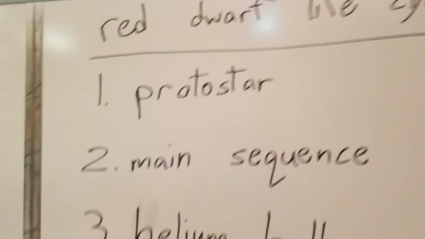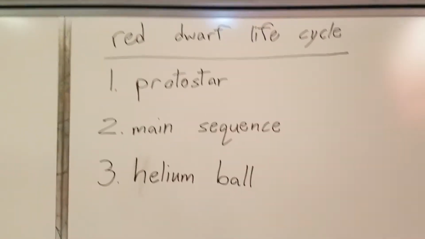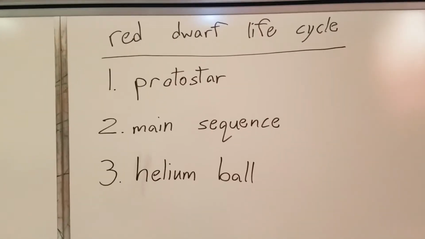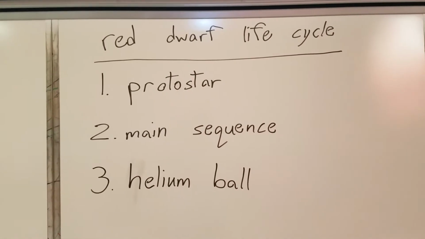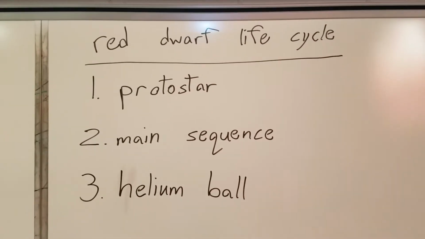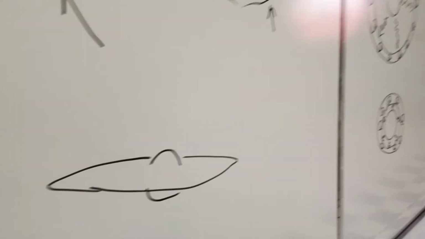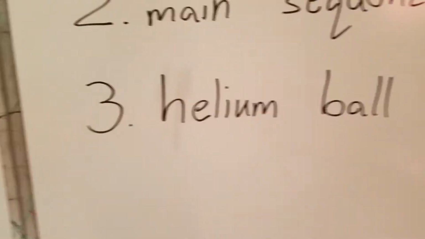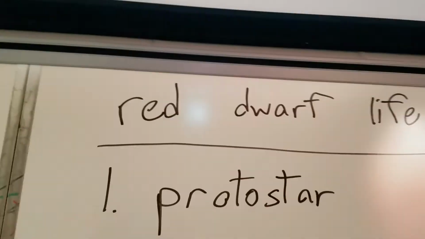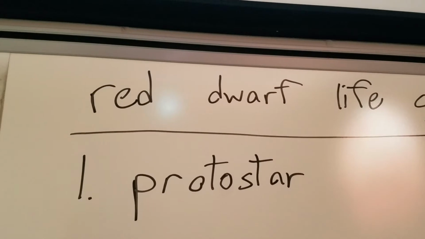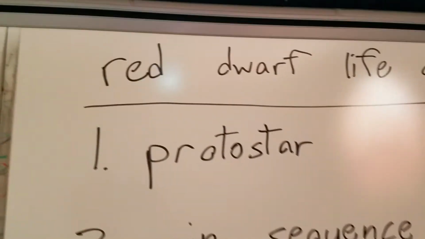So I'm going to call the third and final stage of a red dwarf's life cycle the helium ball stage, because it's a big ball of helium. Now, if that doesn't sound like a very scientific name, it's because I made it up. Why did I have to make up a name for what red dwarfs turn into? Well, it turns out that none of them have ever died.